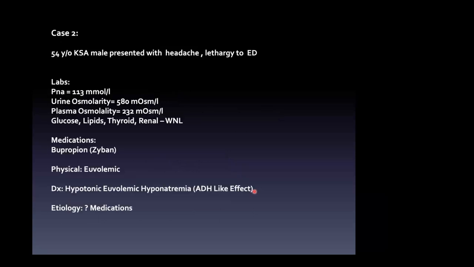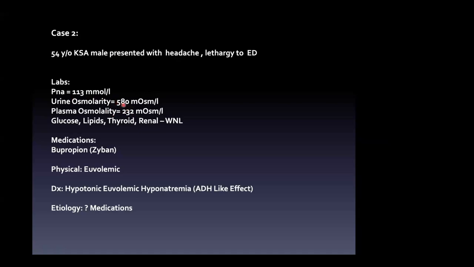Now, the second case is a case where I will show you what goes through my mind when I see a patient with hyponatremia. So we had a 54-year-old male who presented with headache and lethargy. Whenever I hear this, and if they call a nephrologist, I know it's not a neurologic problem. I know it's a nephrology problem. That's why they're calling me for headache, right? So the first thing that comes to my mind is, okay, you are calling me for hyponatremia, and it's obvious. Plasma sodium is 113. The plasma osmolarity is 232. So I know that it is a true hypotonic hyponatremia.